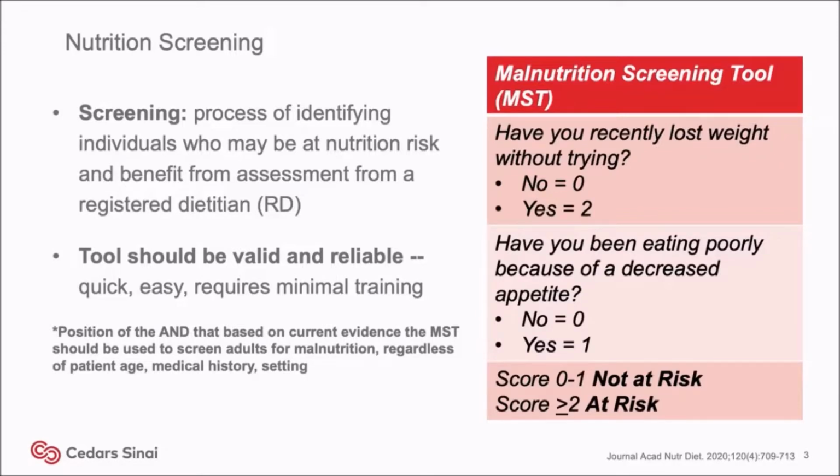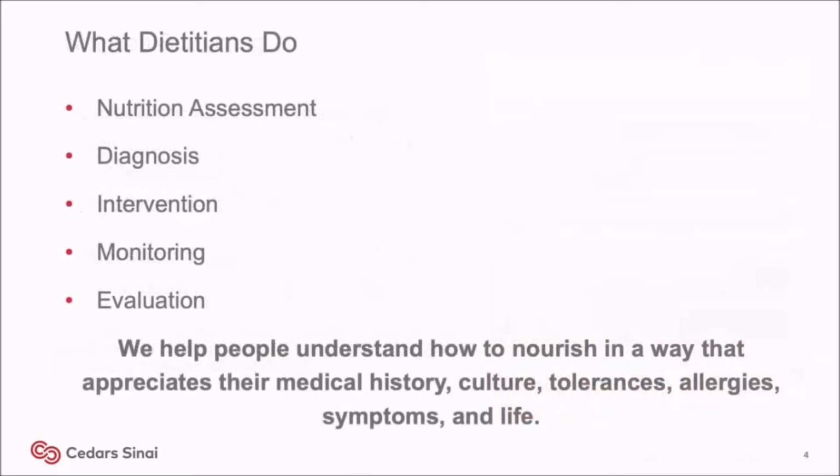And it consists of two questions that you'll see on the right side of your screen, which are: have you recently lost weight without trying? And have you been eating poorly because of a decreased appetite? Now, depending on your patient's answers to these questions, this will generate a score and determine whether or not your patient's at risk or not. And so, if your patient's at risk, then you want to refer them to a dietitian.